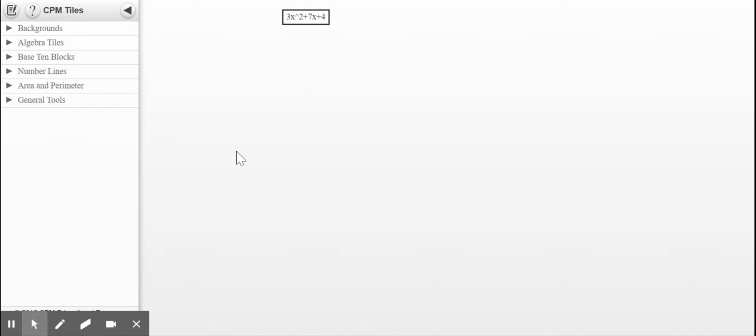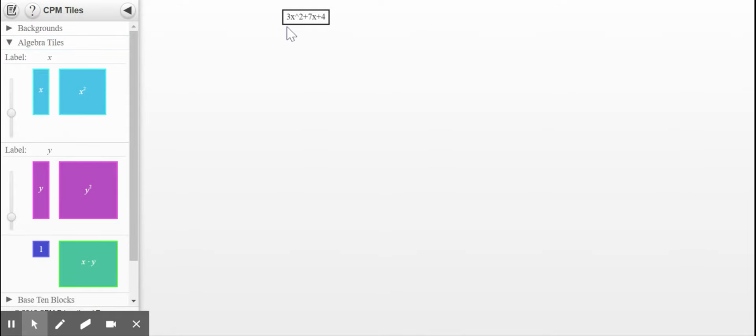So today we're going to talk about how you can arrange polynomials in a rectangle, in a composite rectangle really. And so the first thing I'm going to do is drag out the algebra tiles that we need. So if you look at our polynomial, we have 3x squared. So I'm going to drag 3x squared tiles. And then we have 7x's.